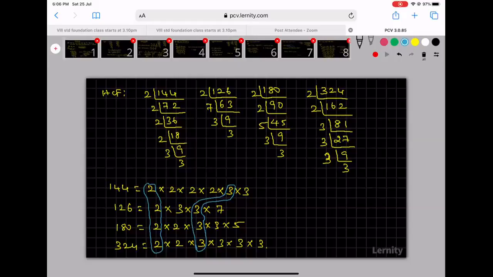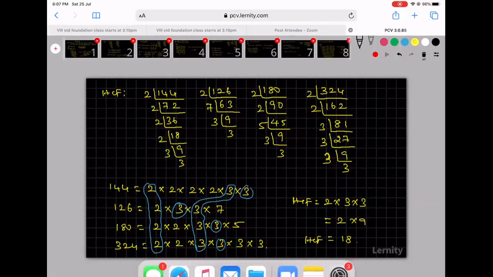Then another 3, any 3 is there? Here also 1 3, 3 and 3 and 3, another 1 3 is common. Then next, any other things is common? No. Therefore my HCF is equal to 2 into 3 into 3. Therefore 2 into 9, so 18 is my HCF. Any doubts, please ask me, otherwise we will move to next.